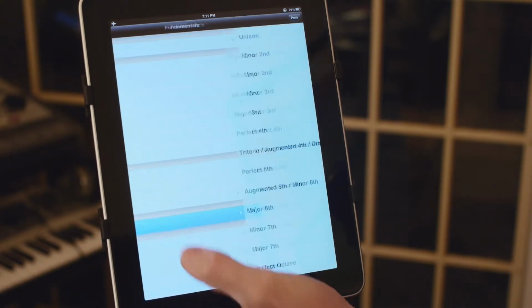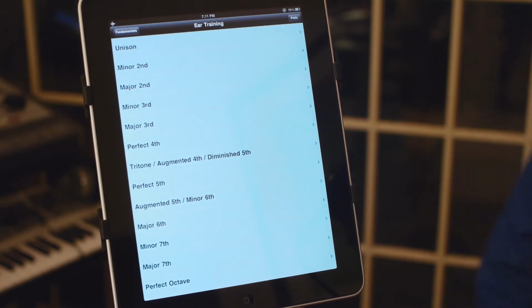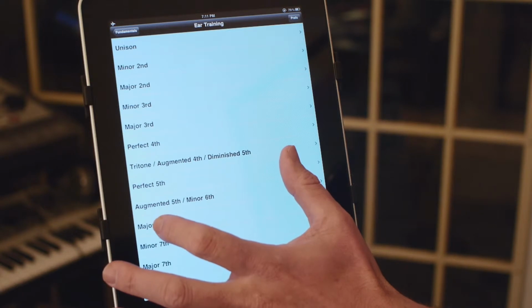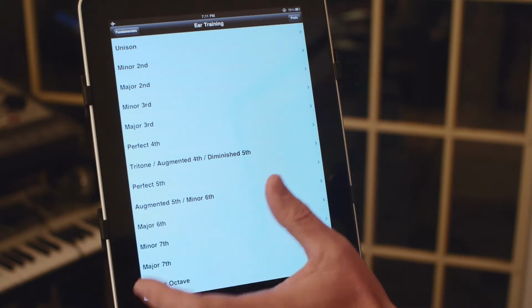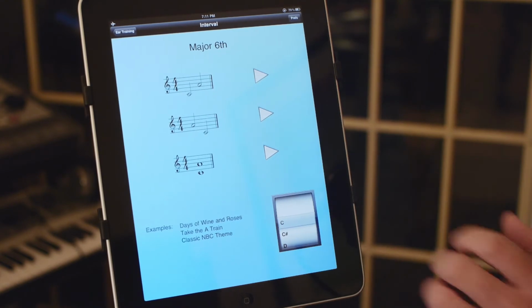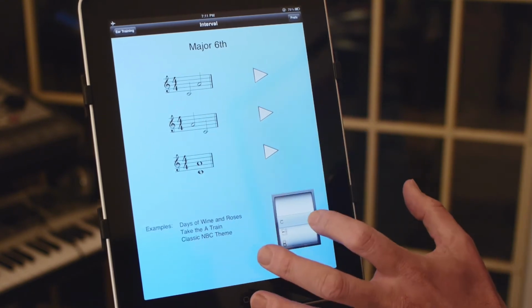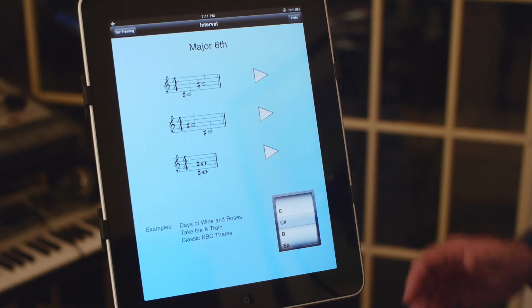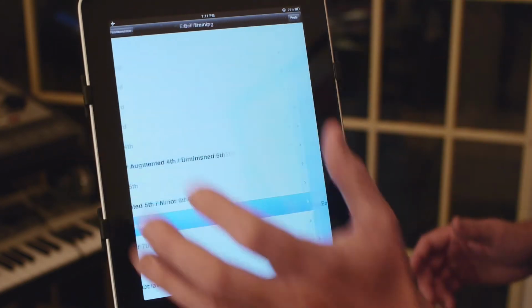There's also a very basic ear training module. There are some great ear training modules on the market. We're not going to go in depth as some of those, but we do give you some basic interval training. You can hear intervals in all keys, and also some examples of some tunes that use those intervals to try to get them into your ear.